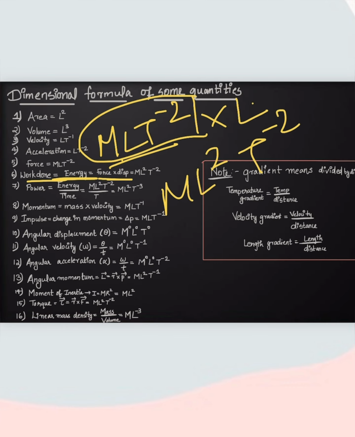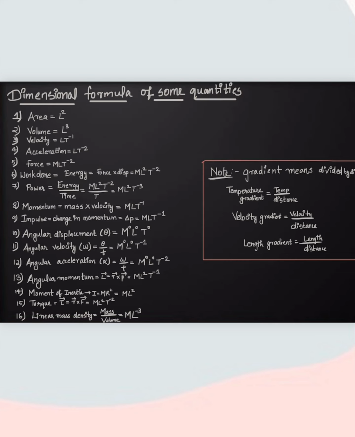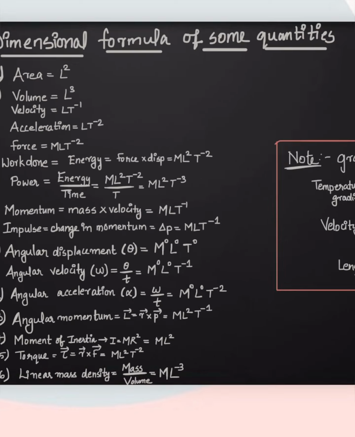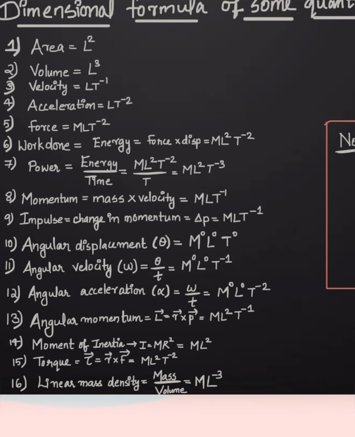Okay, work done is equal to energy is equal to force into displacement. For force ml t raised to minus 2 into displacement, the displacement means L, that is m L into L is equal to ml square t raised to minus 2. Okay, then power is equal to energy divided by time, that is for energy ml square t raised to minus 2 divided by time, that is ml square t raised to minus 3.